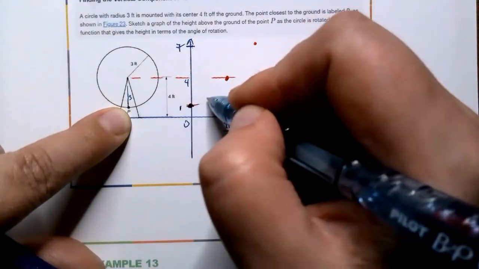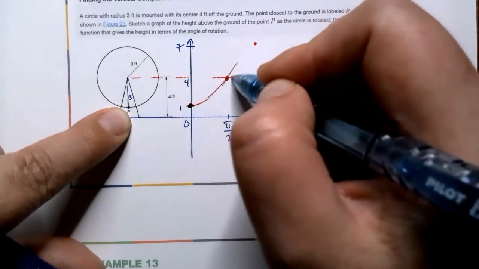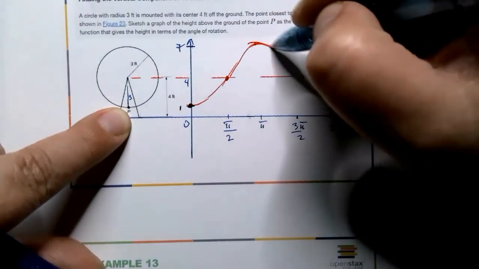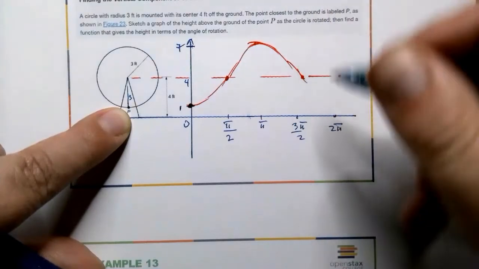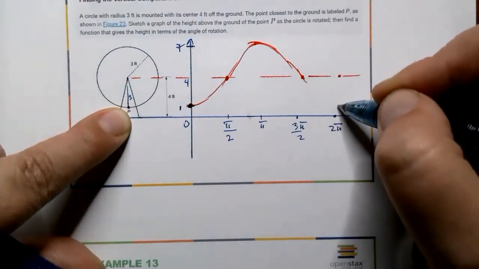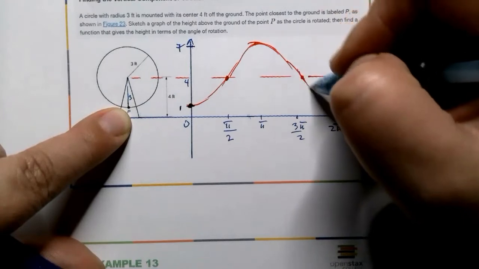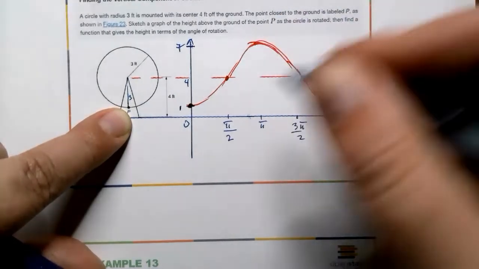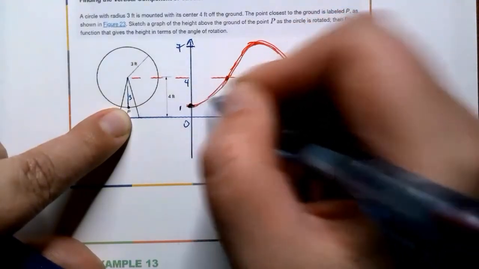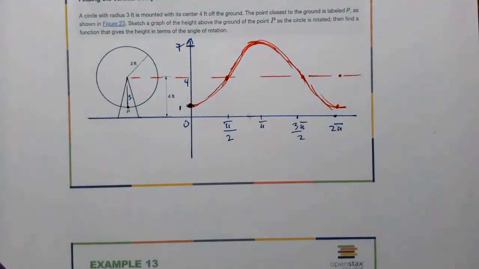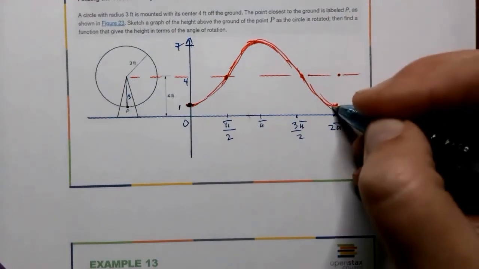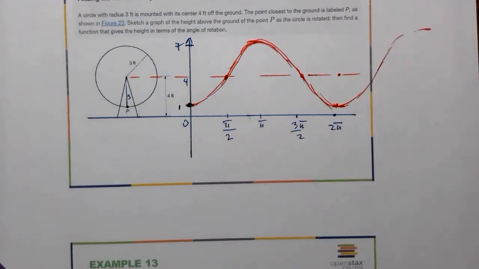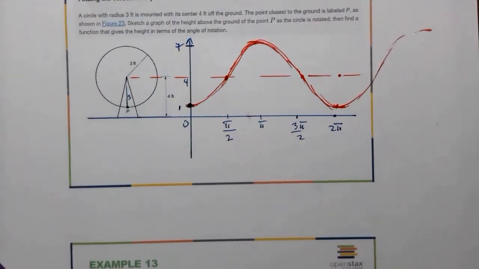Okay, so this is what our graph looks like. Oh, I'm sorry, for 2 pi it's going to be down here, closest to the ground again. Okay, so here we go. This is our full circle. And of course, if it continues to rotate, it's going to do this again, same shape.